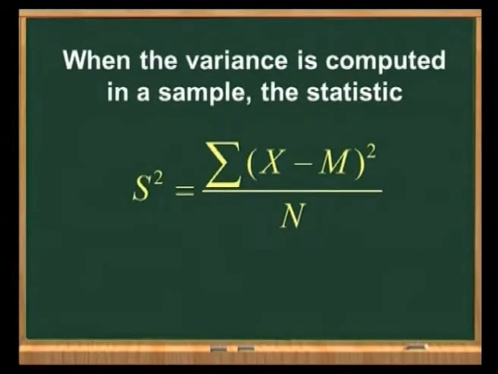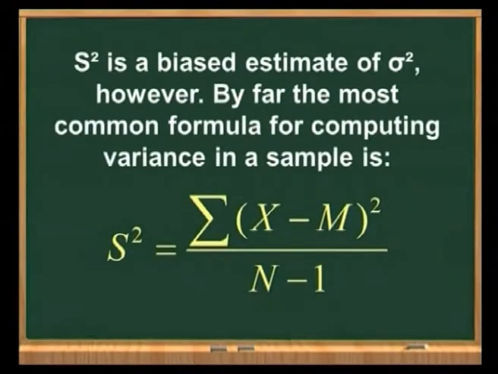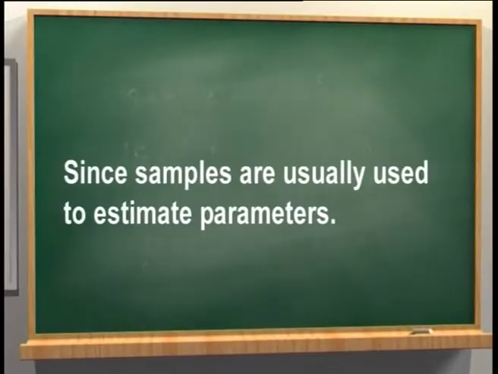When the variance is computed in a sample, the statistic S squared, that is variance, is equal to the sum of X minus M, the whole squared, divided by N, where M is the mean of the sample. S squared is a biased estimate of sigma squared. However, by far the most common formula for computing variance in a sample is S squared is equal to the sum of X minus M, the whole squared, divided by N minus 1, which gives an unbiased estimate of sigma squared. Since samples are usually used to estimate parameters, S squared is the most commonly used measure of variance.